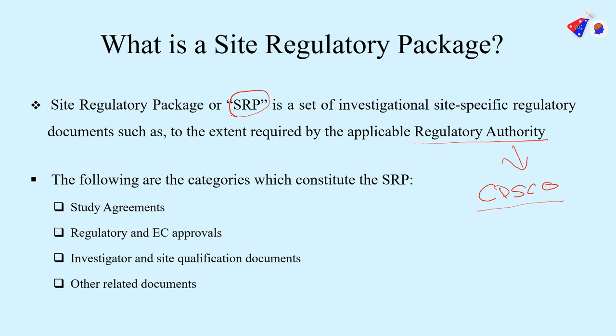So what are the categories of SRP documents? The SRP documents would include the study agreements, the regulatory and EC approvals, the investigator and site qualification documents, and it would also include related documents. All these documents, when combined into a single binder or a single package, would be called the SRP package or site regulatory package. Now let's see what are the components of these SRP documents and which specific documents are involved in the site regulatory package.